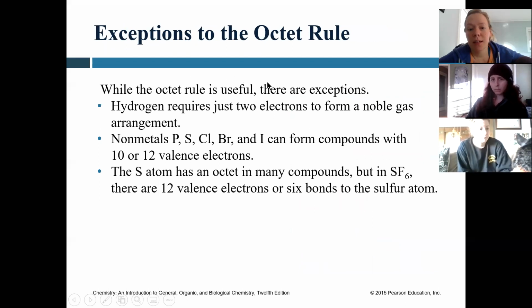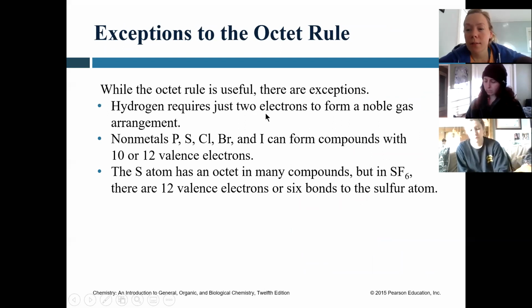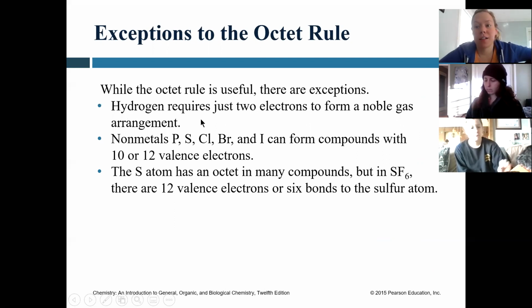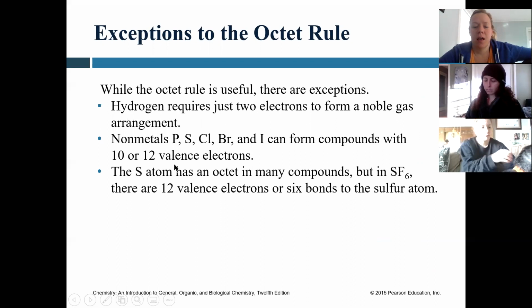Are there exceptions to the octet rule? Always. The first one I kind of already told you about. Hydrogen likes to have just 2 electrons to form a noble gas arrangement. It likes to form a duet. Lithium will do that too sometimes. Non-metals such as phosphorus, sulfur, chlorine, and bromine can have what are called expanded octets. They can have 10 to 12 electrons instead of 8. The sulfur atom has an octet in a lot of compounds, but sometimes we can end up with SF6, and here there would be 12 valence electrons, so it's an expanded octet.